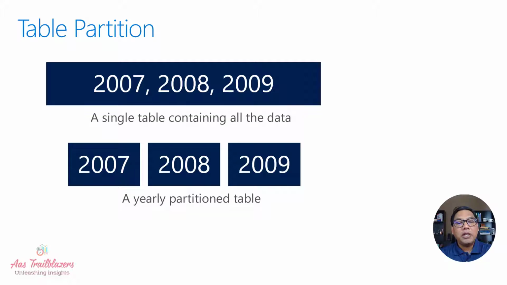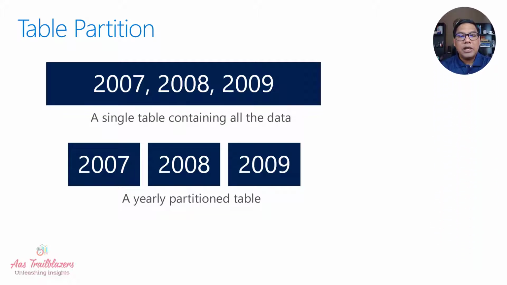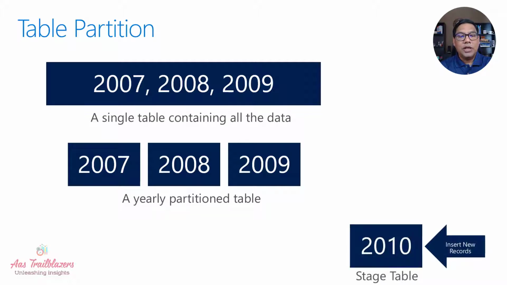With this partition in place, let's understand how data insertion or data deletion on this table is handled, or basically how data lifecycle management works in this case. Let's say we have incoming data for the new year, and that data is for 2010. We insert that data into an intermediate table.